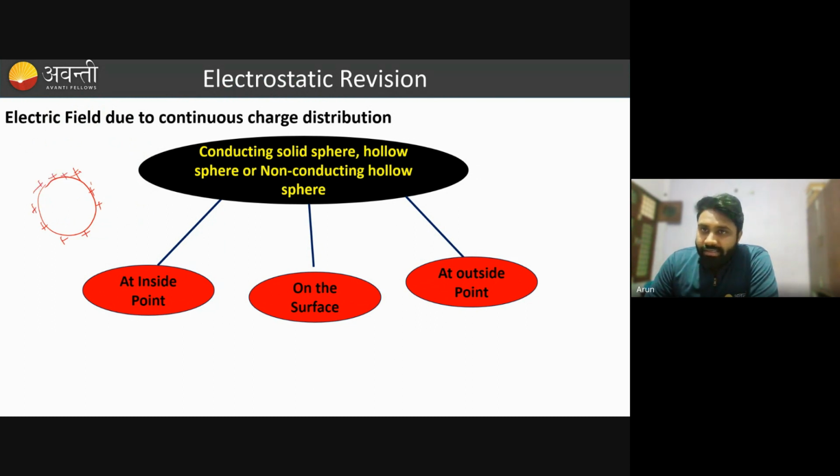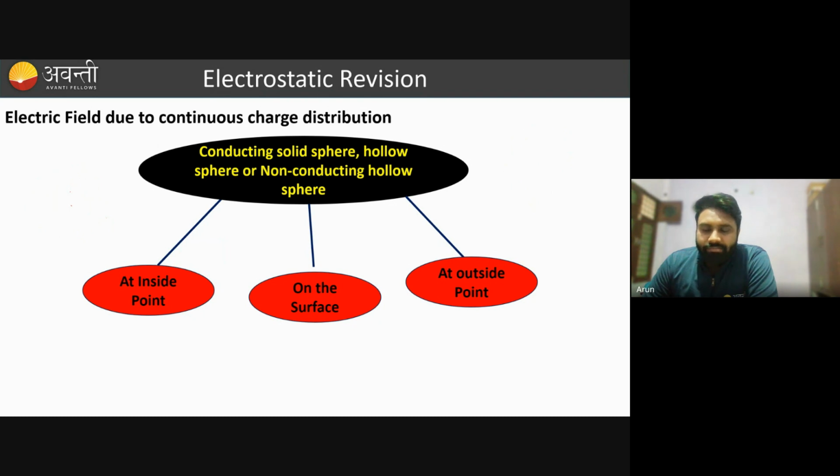But if it is a solid conducting sphere, what happens? If you put the charge at the center, it will come to the surface for solid and hollow both. But in case of a non-conducting sphere, the charge will not conduct, so it will remain wherever you give it. For a hollow sphere, the only possibility is that you give the charge on the surface, so it will remain on the surface. That is why the formula for a solid conducting sphere, hollow conducting sphere and hollow non-conducting sphere is the same. So I have three possibilities here.